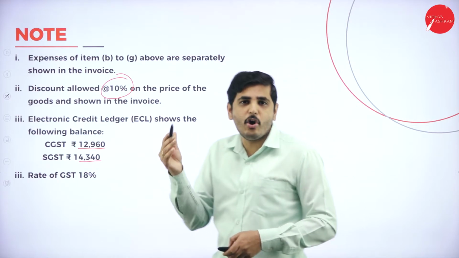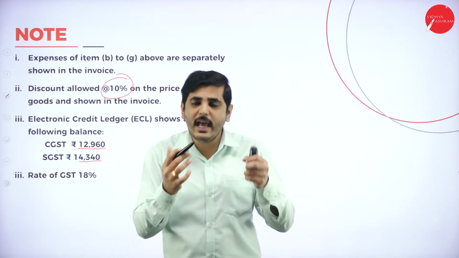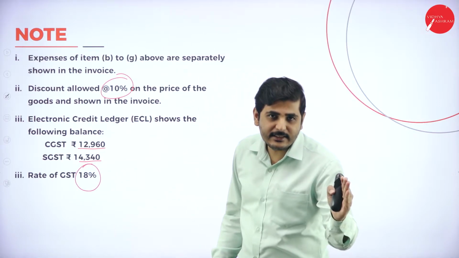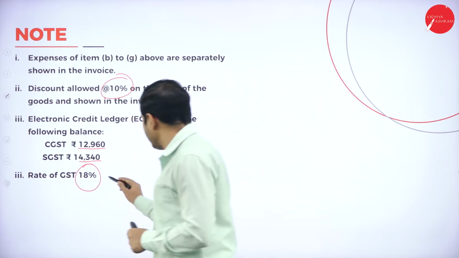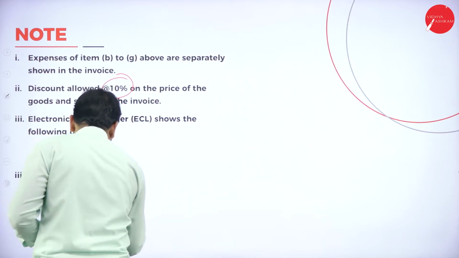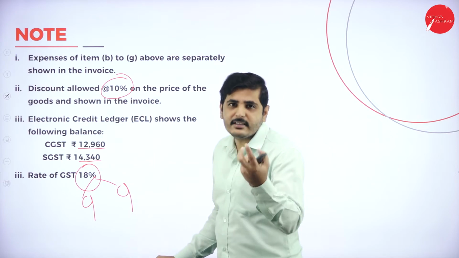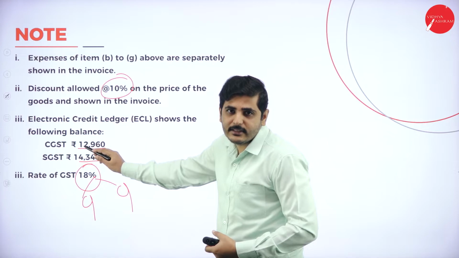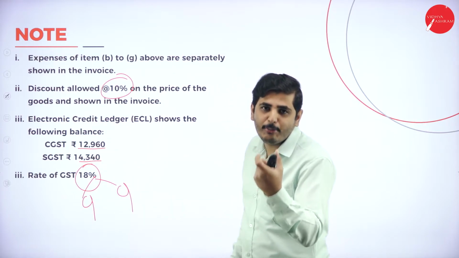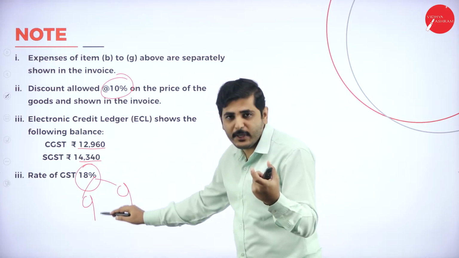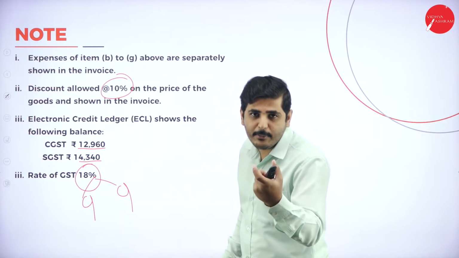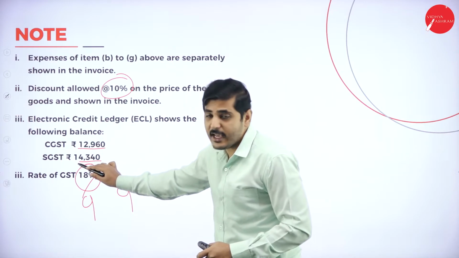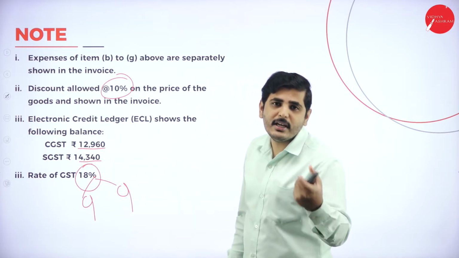After calculating the output value of the actual supply, we have to calculate the tax at 18%. 18% means 9% CGST, 9% SGST. So we will get some amount. Out of that amount, we should deduct the tax already paid. So first calculate how much tax is payable. Out of the total tax payable, deduct the input tax on CGST, deduct the input tax on SGST, and the remaining tax is payable to the government.